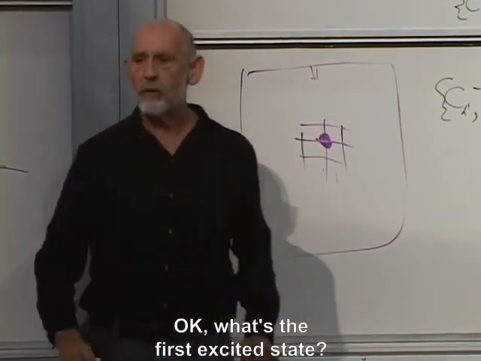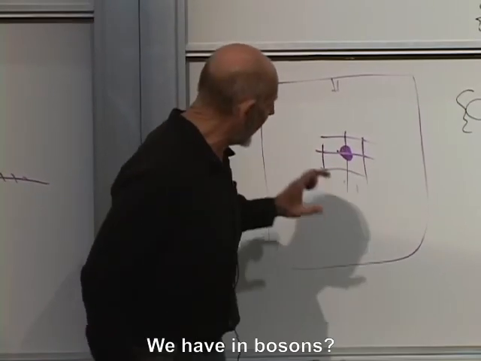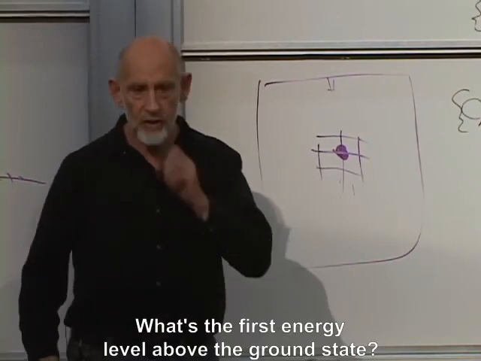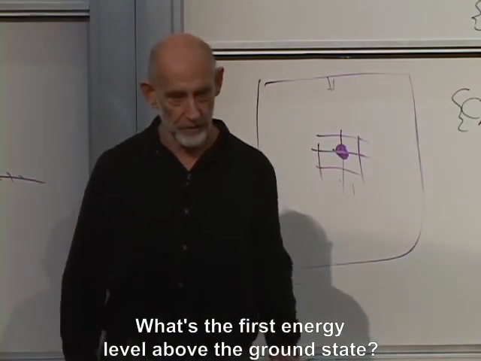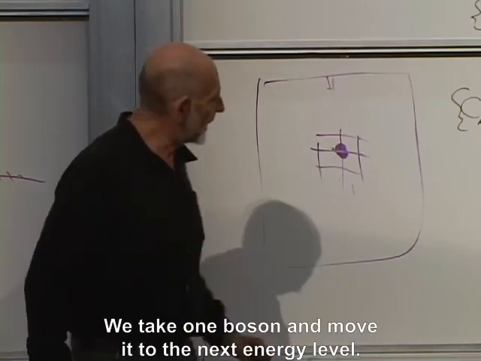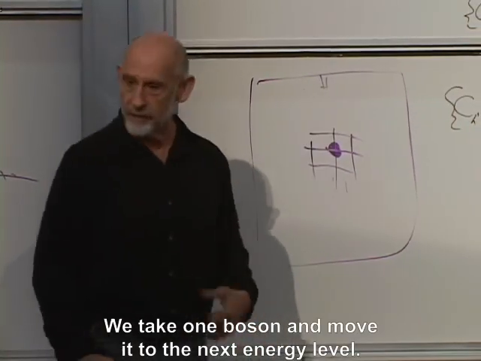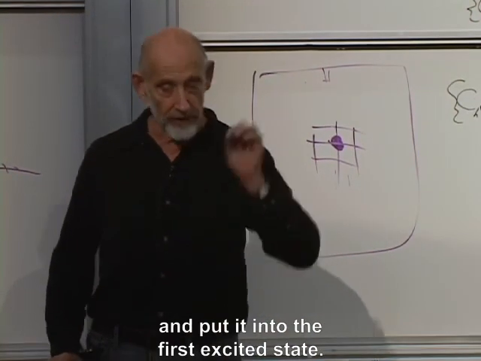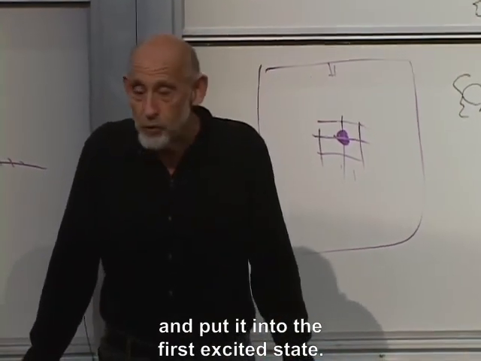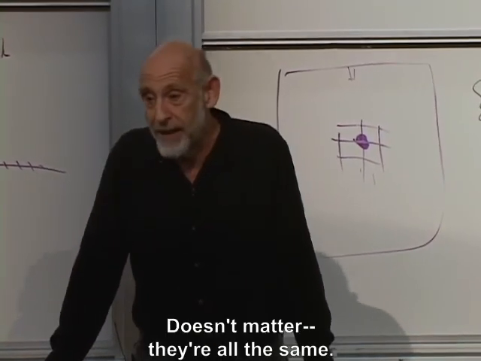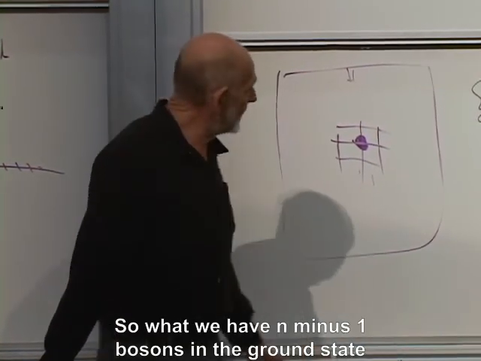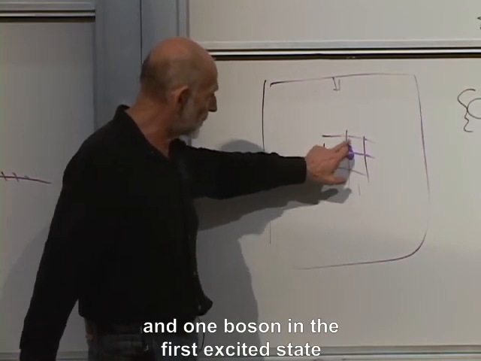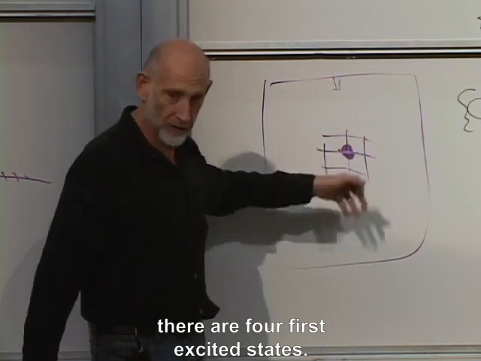Okay. What's the first excited state? We have N bosons. They're all at the center. What's the first energy level above the ground state? Well, that's easy. We take one boson and move it to the next energy level. We take out one boson in the ground state and put it into the first excited state. Which boson do we do? Doesn't matter, they're all the same. So we have N-1 bosons in the ground state and one boson in the first excited state. There are 4 first excited states, that's not so important.